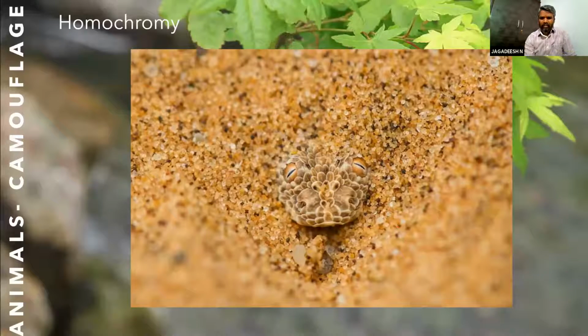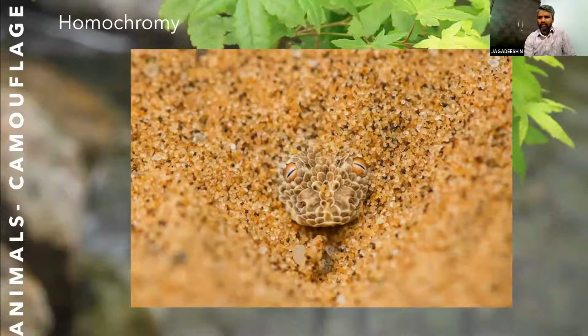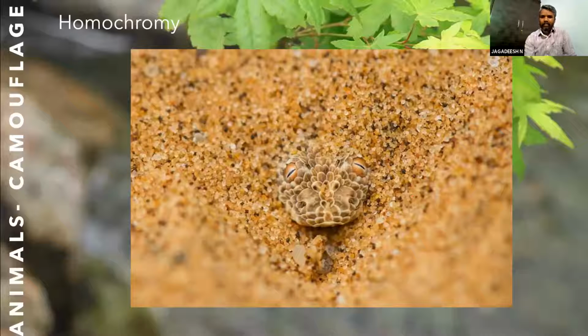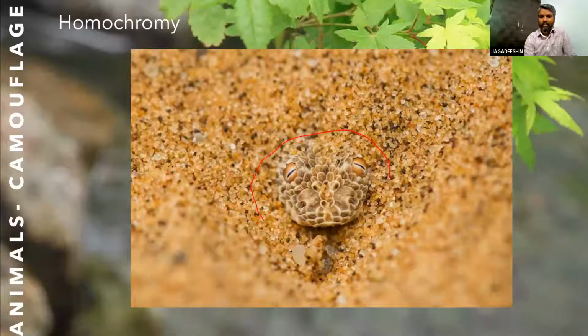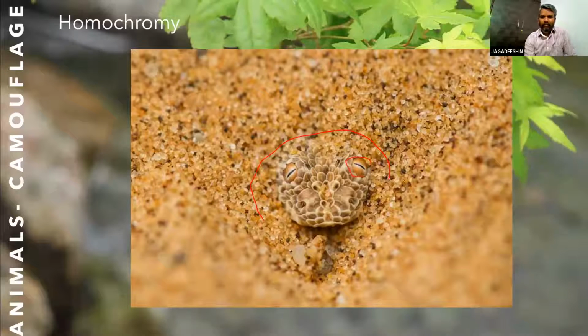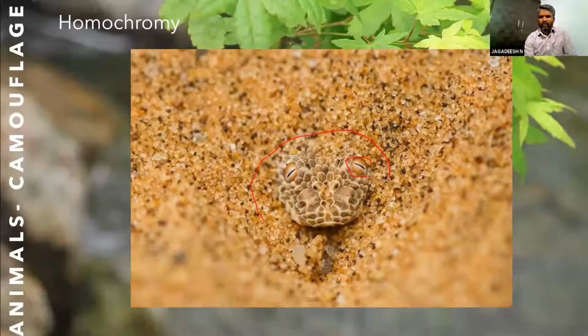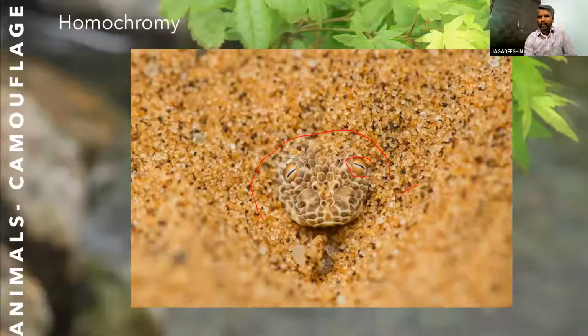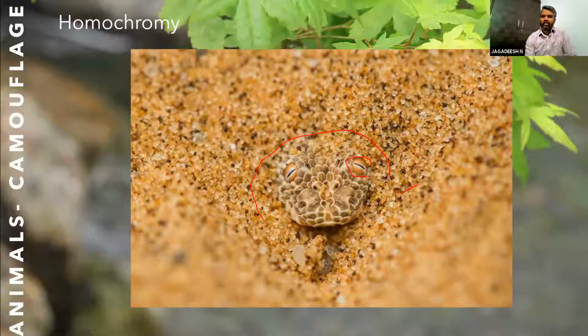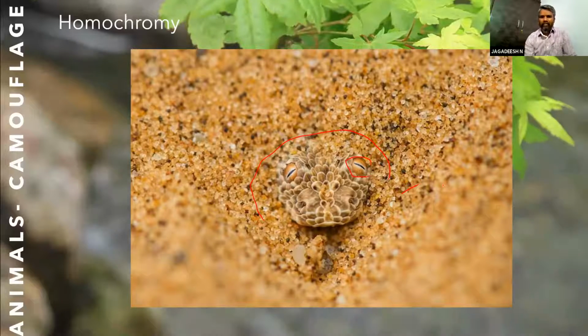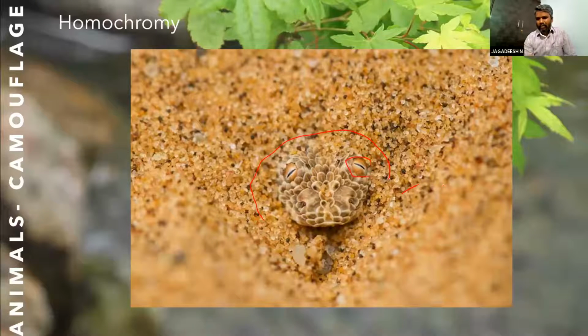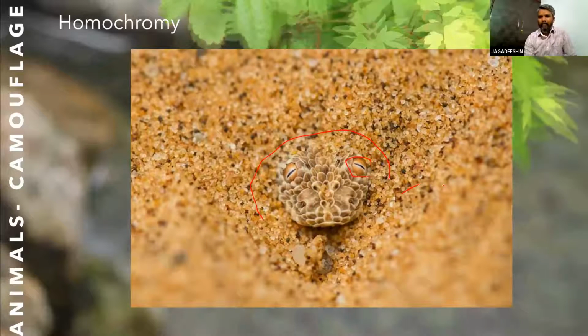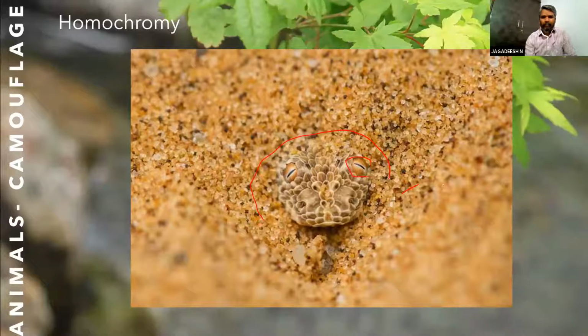So there is a snake present in the sands. This is a kind of snake. We can only see the eyes here. Okay. So this looks exactly like the sand present in the surroundings. So the prey cannot distinguish and cannot identify this animal. So it gets preyed upon. Okay.